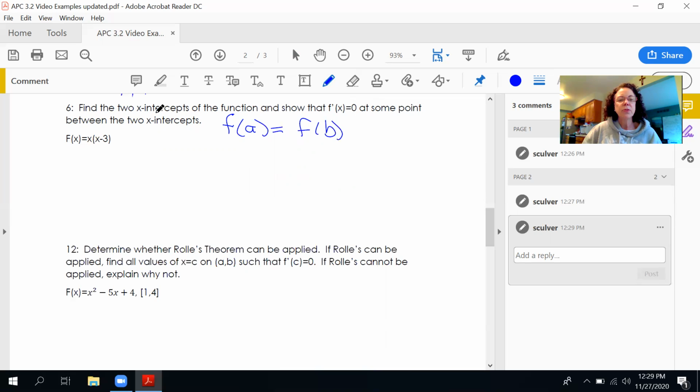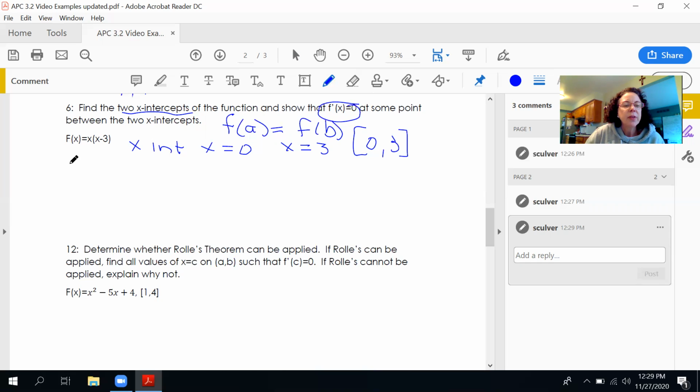It will be on a closed interval because it's asking us to find the 2 x-intercepts that make that closed interval. And we can see that the x-intercepts here are when x equals 0 and when x equals 3, right? So we do have a closed interval that we have created ourselves from 0 to 3, and the function is continuous and differentiable, right? And so somewhere between x of 0 and 3 it is guaranteed that the derivative is equal to 0.